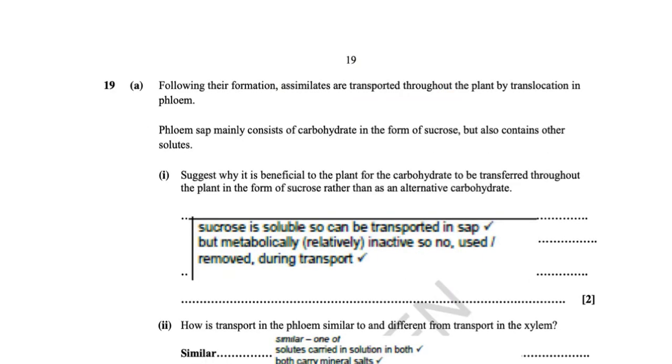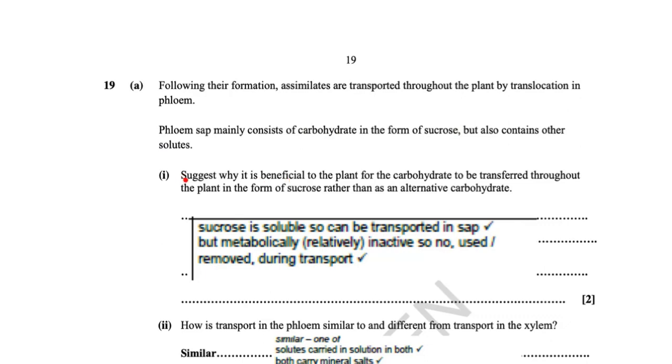So question 19 says, following their formation, assimilates are transported throughout the plant by translocation in the phloem. Now, assimilates are the products of photosynthesis, so this could be carbohydrates in the form of sucrose or amino acids. So phloem sap consists mainly of carbohydrate in the form of sucrose, but also other solutes. So why is it beneficial?